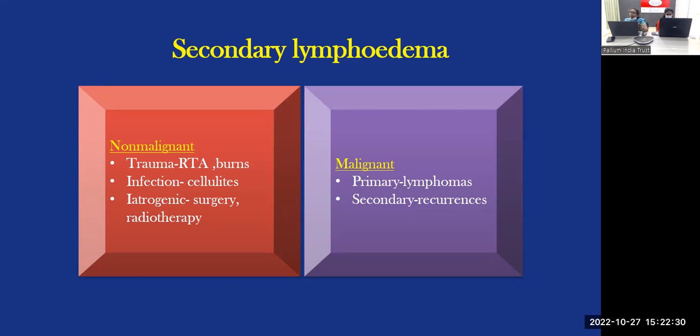And malignant is primary lymphomas and secondary recurrence. Sometimes with recurrence, from one part to another part, the cancer may affect the nearest lymph node or any nearby area. At that time also, that part will be blocked, the lymph does not move fully, and there is a chance of accumulation of fluid in that area.